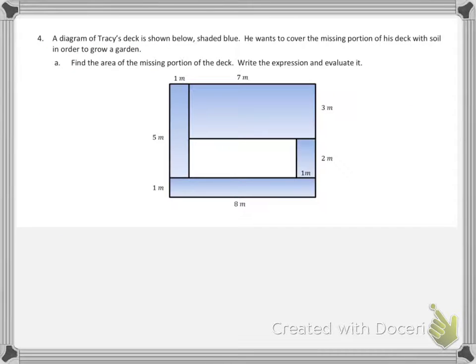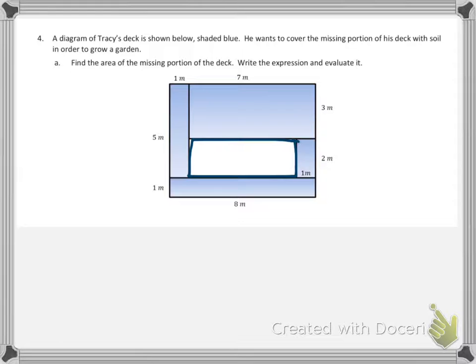Okay, number 4. Diagram of Tracy's deck is shown below, shaded in blue. He wants to cover the missing portion of his deck with soil in order to grow a garden. So that would be the space inside is going to be the garden. Find the area of the missing portion of the deck. Okay, so here's what we're going to do. Let's see. I just need the dimensions, if I can find them, of the missing piece. And so I'm going to try that first, I think.